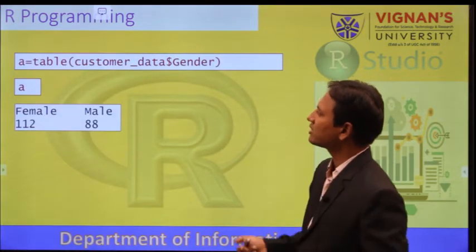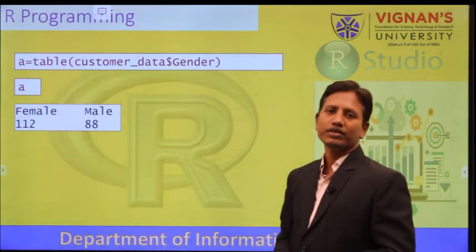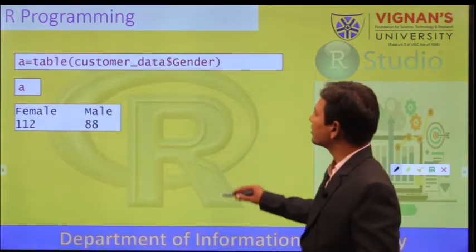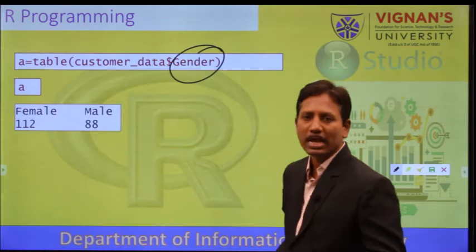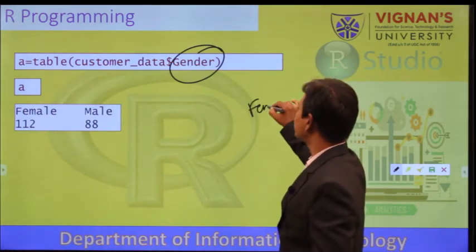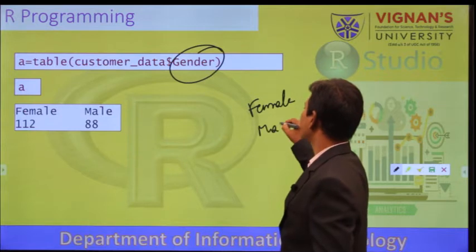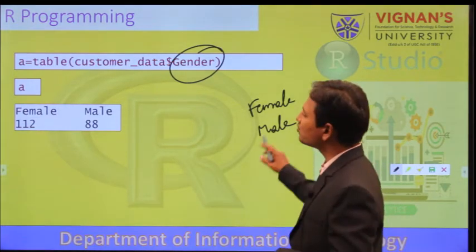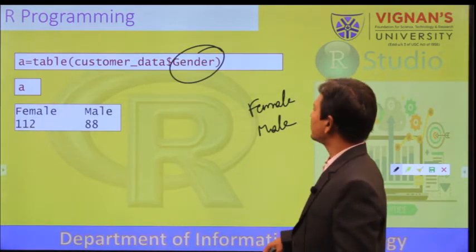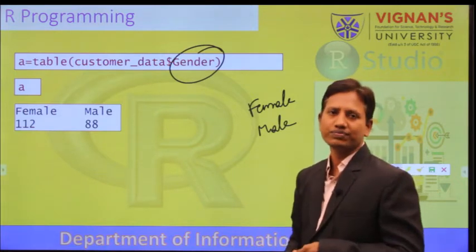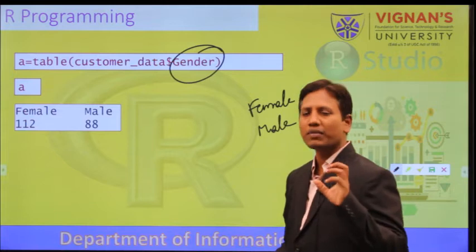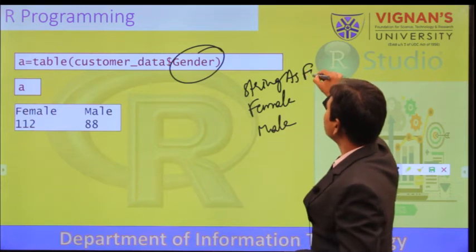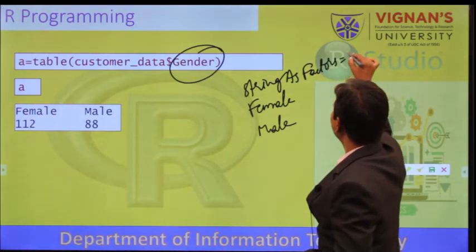Now here is an interesting function called table. We are passing the column gender to this. Gender we have passed. And we know that in gender we have only two values, female and male. So these are the two levels we have, and we wanted to show these in a table format. We haven't done anything. We just kept stringsAsFactors equal to TRUE.